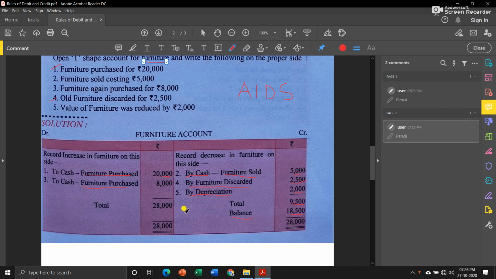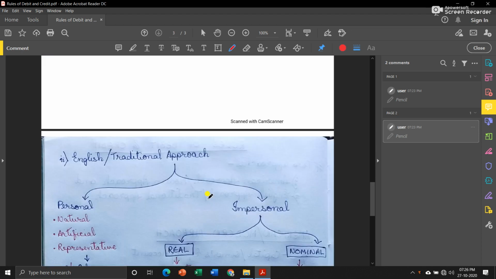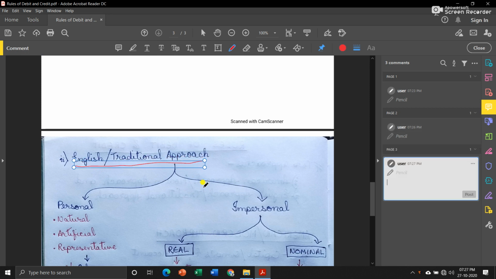So this is how we prepare a T-shaped account, and this rule will be applied while preparing ledger accounts. So it is better for you to understand the rules, learn those rules by heart, and understand how to balance both sides of an account. So this was your modern approach. Now we will look at the second approach, that is the English or traditional approach.